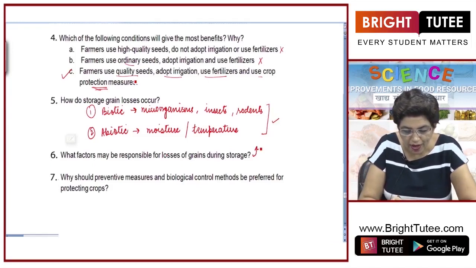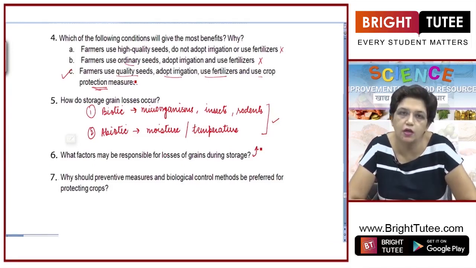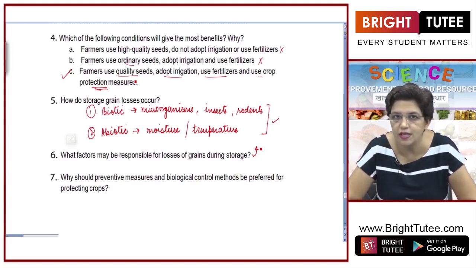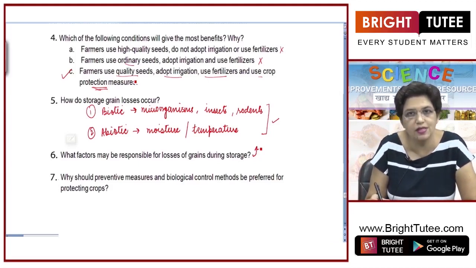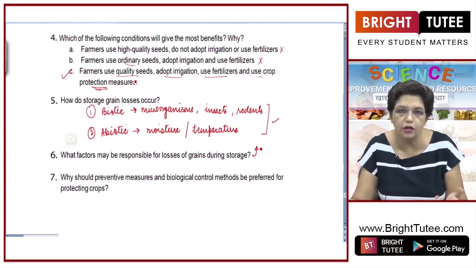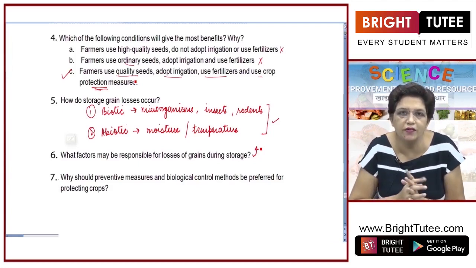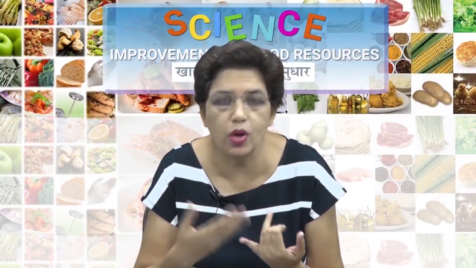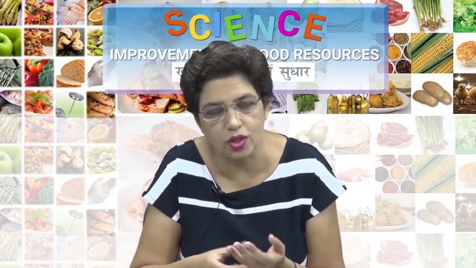Next question, why should preventive measures and biological control methods be preferred for protecting the crops? So it is very important to protect the crops from the harmful effects, but instead of using chemicals, we should prevent this kind of losses, or we should use biological or natural processes, because the pesticides, the fungicides, all these are chemicals. So first of all, they can cause soil pollution. Then they can also cause water pollution if they enter the water bodies.